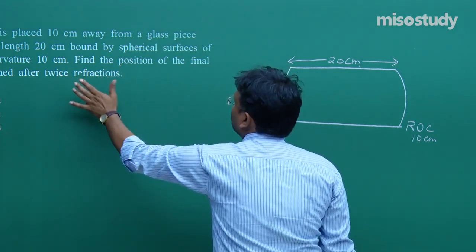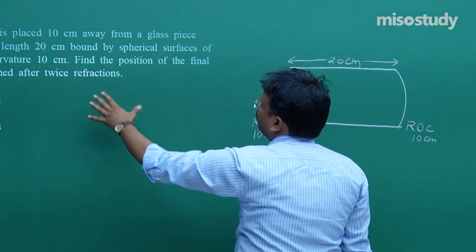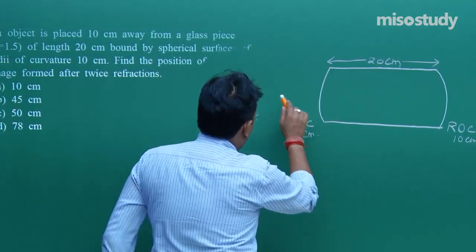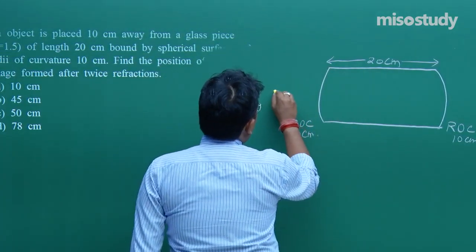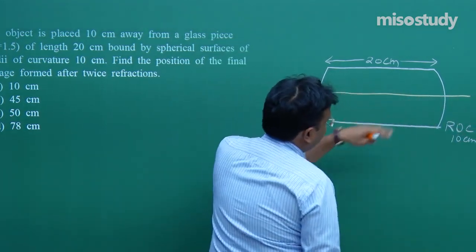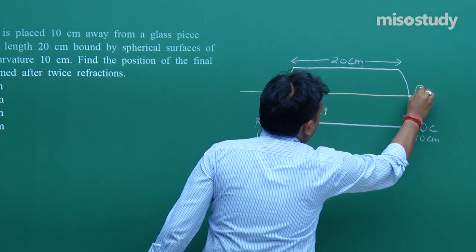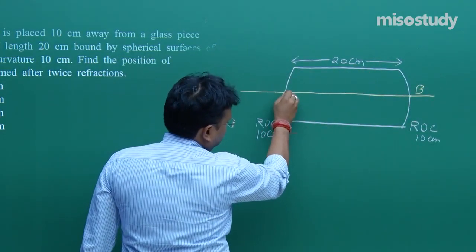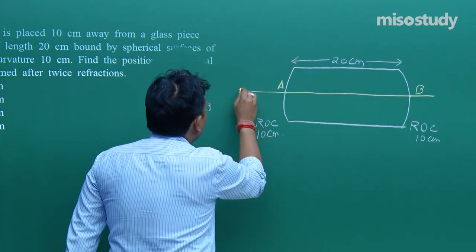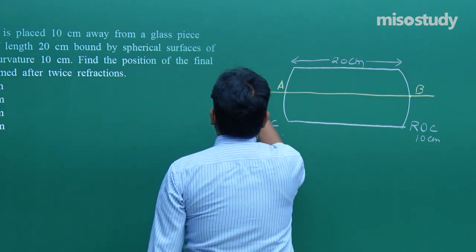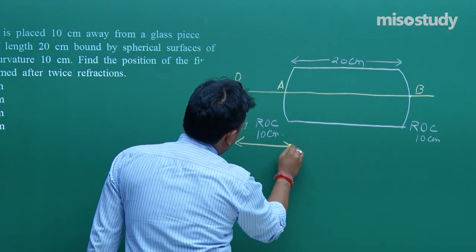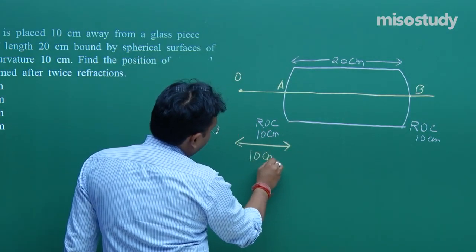Twice refraction means 2 refractions. Okay. So the object is placed 10 centimeter away, obviously like this. This is the principal axis. This is point B. This is point A. Fine. So let's say this is the object and then the distance is given 10 centimeters. So this gap is 10 centimeter.